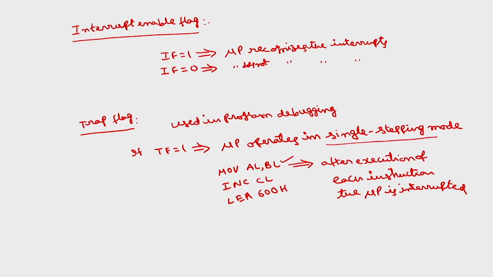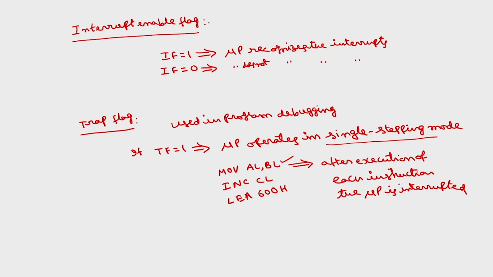Like that, after each instruction, we check the contents of the memory locations and registers, because we know what the results should be. If we get wrong results in the registers, then we can say there is a mistake in that particular instruction. But the drawback of this single stepping mode is it takes a lot of time. If you have 1000 instructions, after each instruction it will be interrupted, means totally it will be interrupted 1000 times. It will take a lot of time.